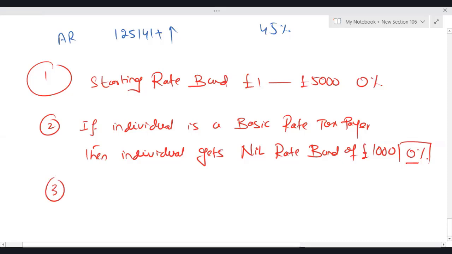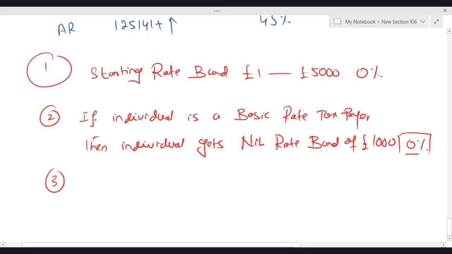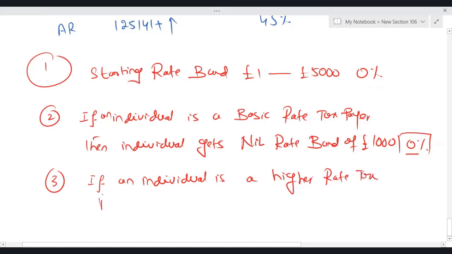Third, there's a possibility that the individual is a higher rate taxpayer. If an individual is a higher rate taxpayer, then the nil rate band is £500.